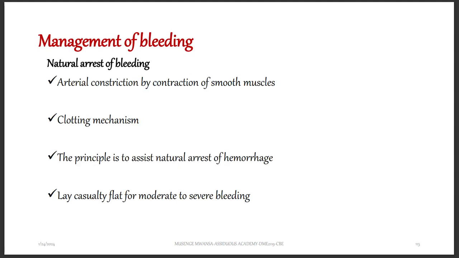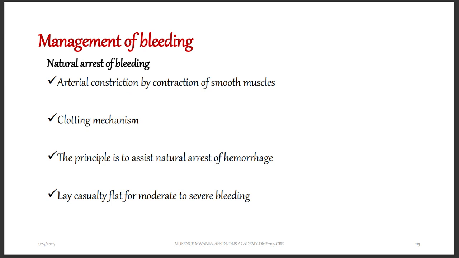How do you manage bleeding? The first thing is that there is supposed to be natural arrest of bleeding, through arterial constriction. Naturally, the body itself manages bleeding without you doing anything. The arterioles constrict to become small by contraction of smooth muscles, and then there are clotting mechanisms to prevent bleeding.